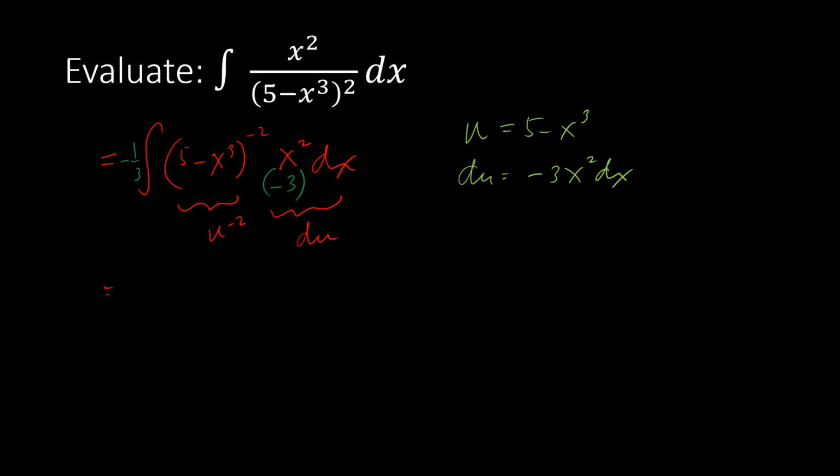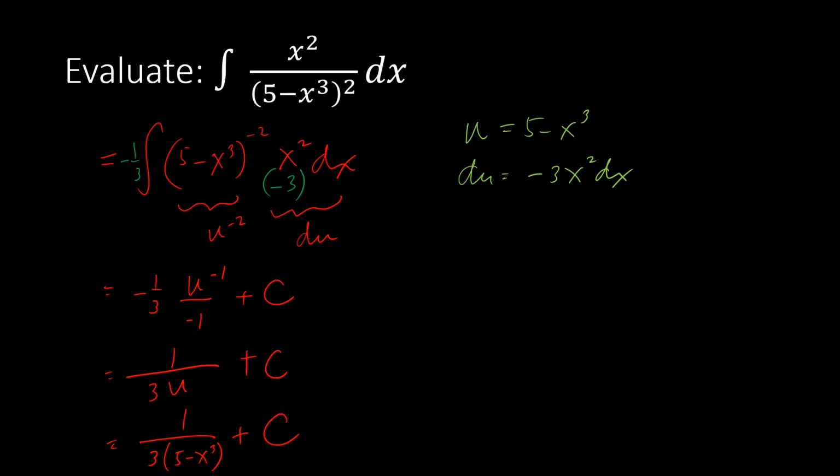So apply the power formula, or the generalized power formula. We write negative 1/3 u to the negative 2 plus 1, which is negative 1, over negative 1, plus c. Negative 1/3 and negative 1 is positive 1/3, or 1 over 3u plus c. But my u is 5 minus x cubed plus c.